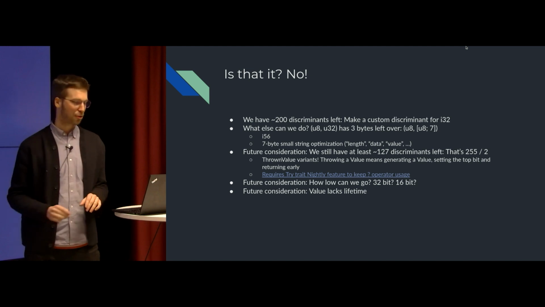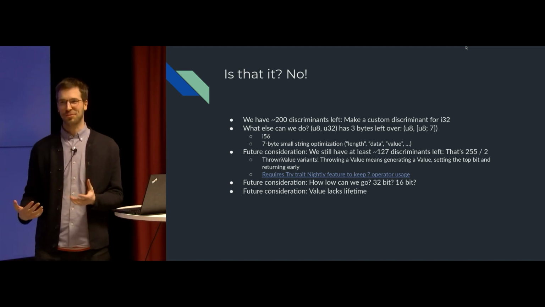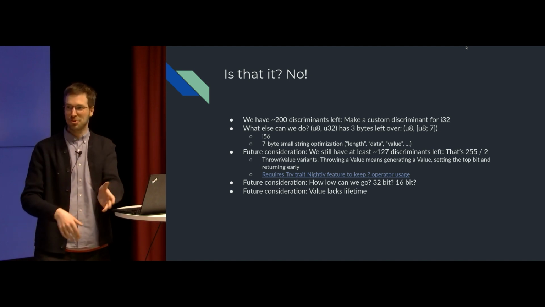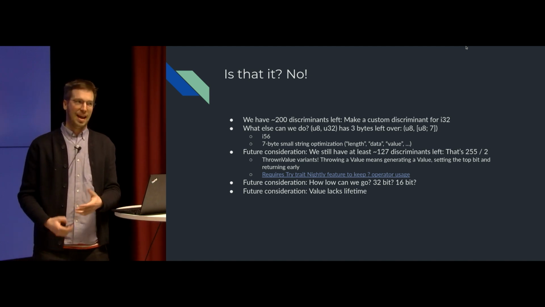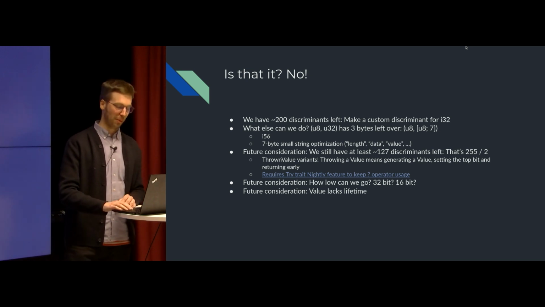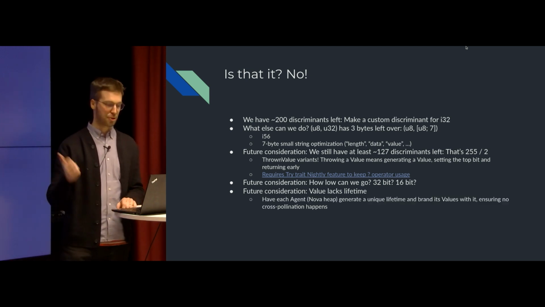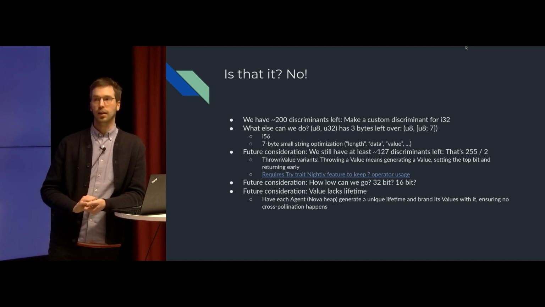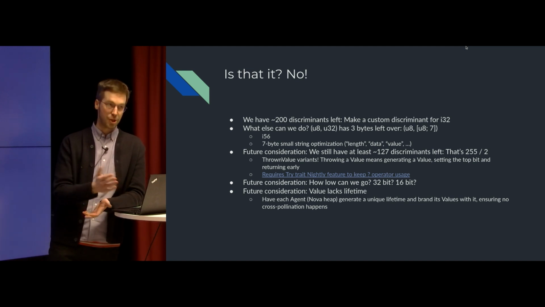Also, our value currently lacks lifetime. That's not really great. You can grab a value, put it on the heap, and use it hours later as if it still worked. No, the index is going to be reused probably by this time. So we actually need to generate unique lifetimes for our agents or heaps.